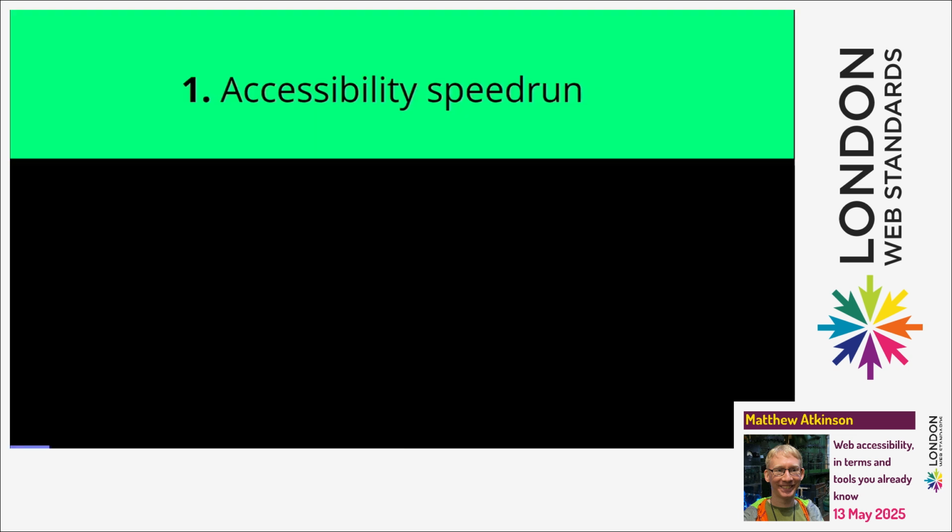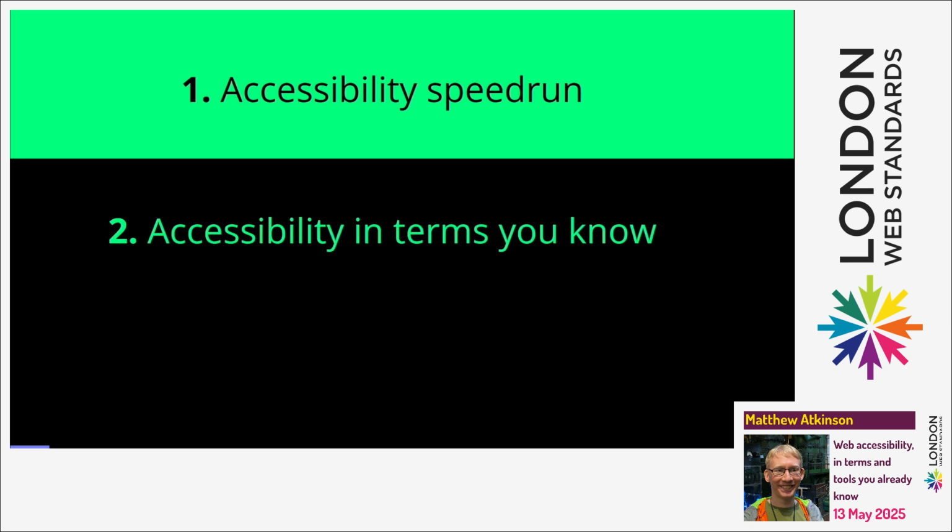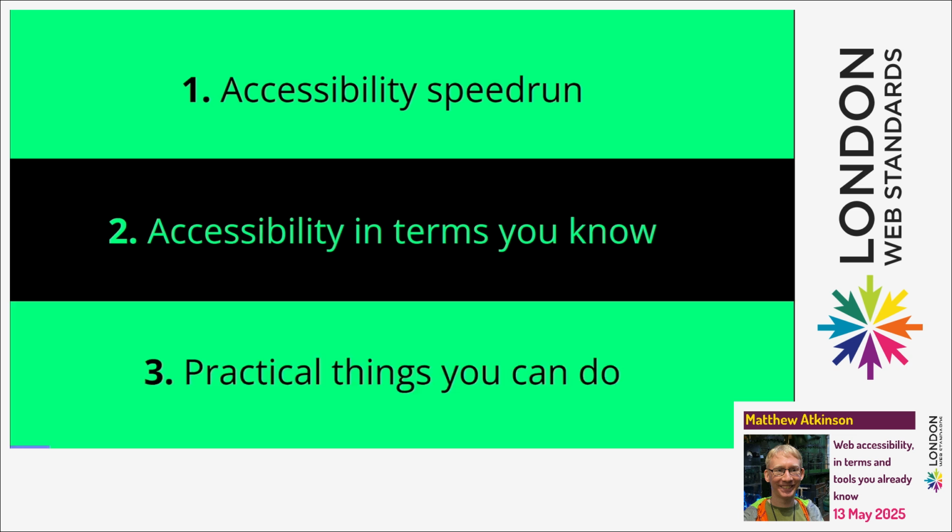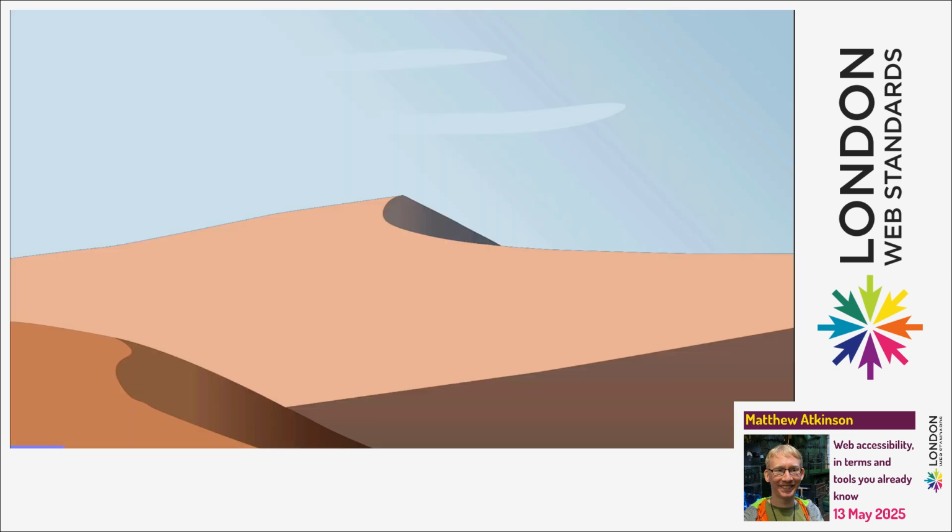What we're going to look at today is we're going to do a speed run of accessibility. We're going to then talk about accessibility in terms that you already know. And then we're going to look at some practical things that you can do as developers to experiment with accessibility.